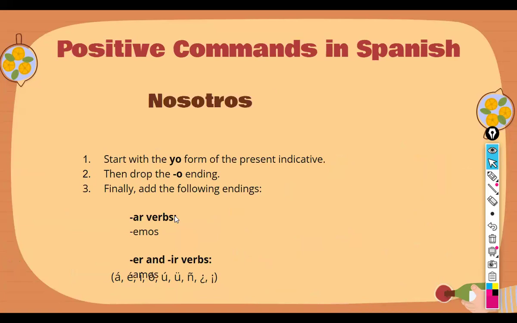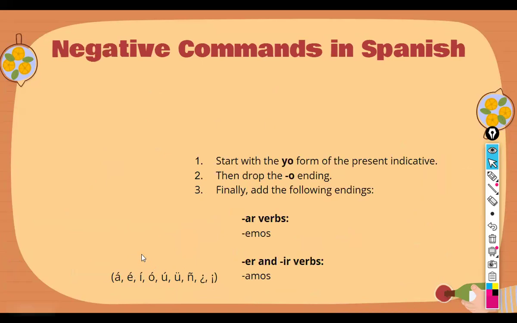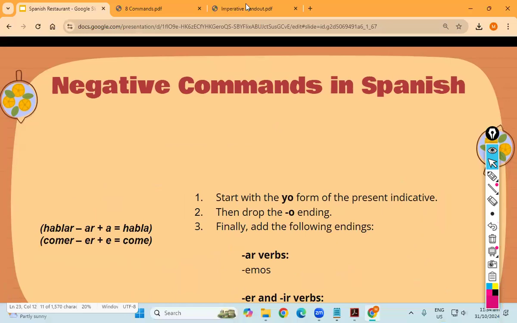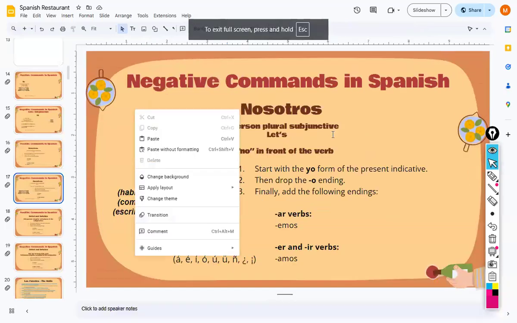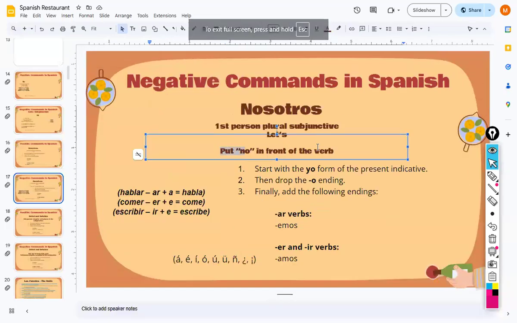Okay, so positive commands in Spanish for nosotros. We went over that just now. That's how you say let's, the first person plural. For AR verbs, we add EMOS to your stem. ER and IR, we add AMOS, right? All right, negative commands. Got to change something here. So let's do it together now. All right, so for nosotros, negative commands, we just put in no in front of the verb, right? That is the main thing.